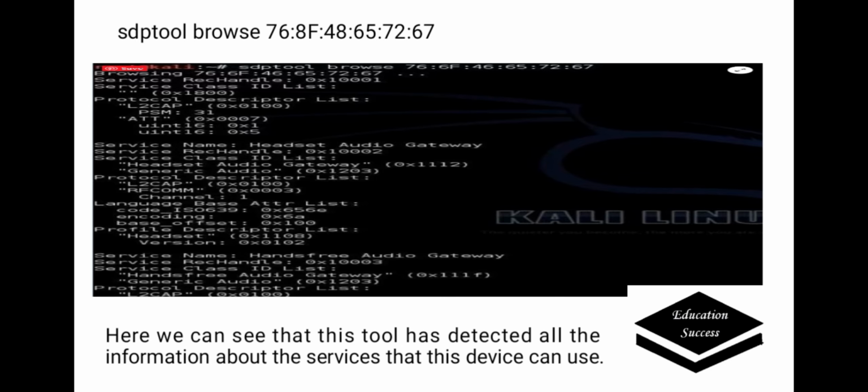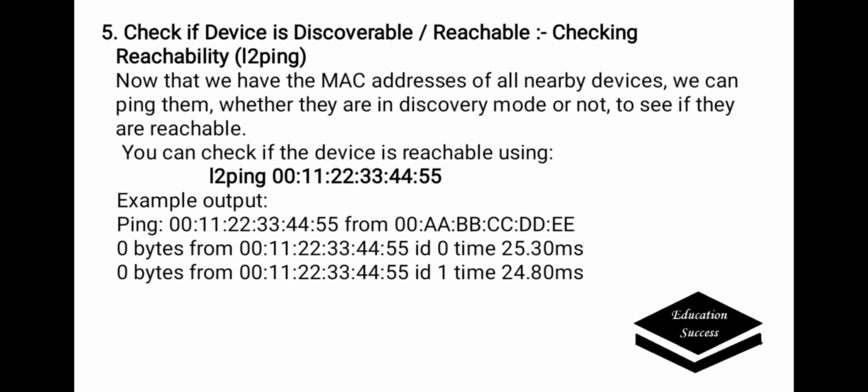Now check if the device is discoverable or reachable or not. To check reachability, we can use the l2ping command. Now that we have the MAC address of all nearby devices, we can ping them to see whether they are in discovery mode or not. So once we know the MAC address of the Bluetooth device, we will check whether it is in discovery mode. To check the reachability of the device, we write the l2ping command with their MAC address. For example, we have pinged the command with the MAC address 00:11:22:33:44:45, and it will show me the data when I start the ping.